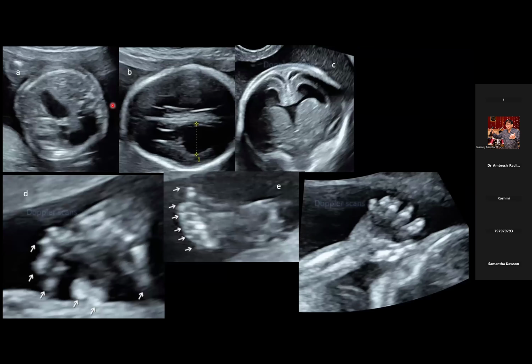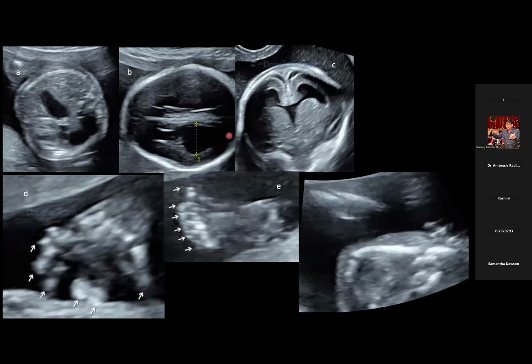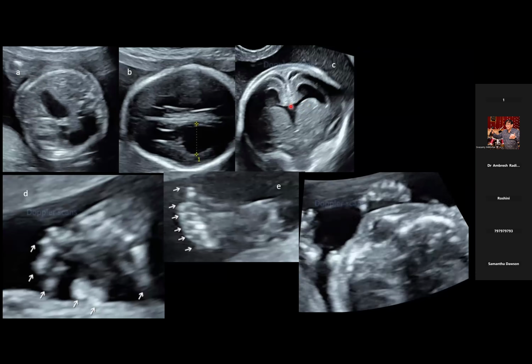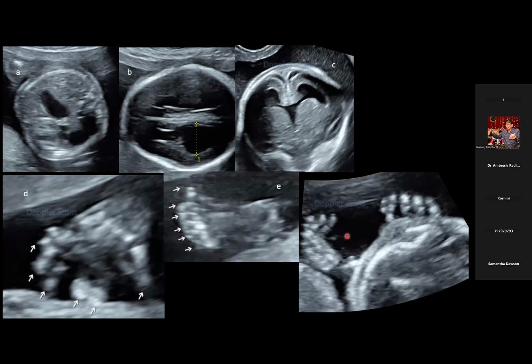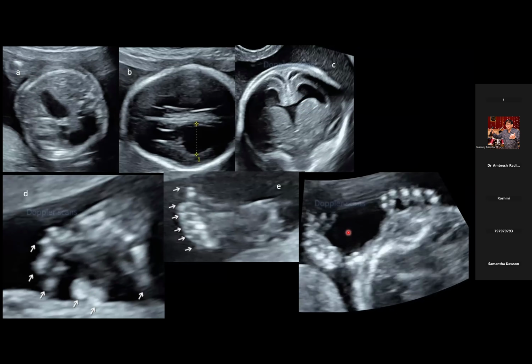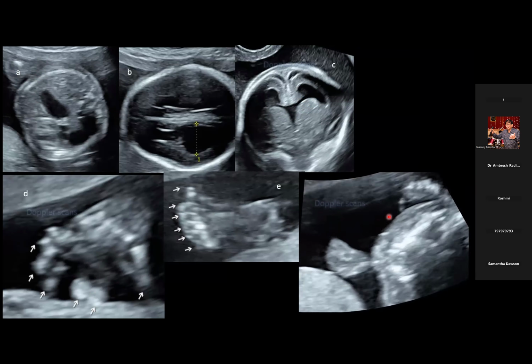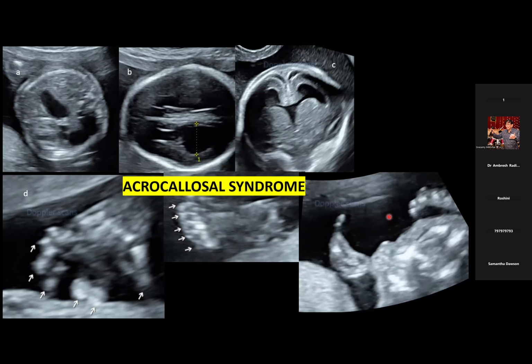So moving on to the next case, here you can see a left diaphragmatic hernia, colpocephaly, Viking helmet sign, supporting agenesis of corpus callosum, and this is polydactyly in both the upper and the lower limbs. This was the case of acrocallosal syndrome.